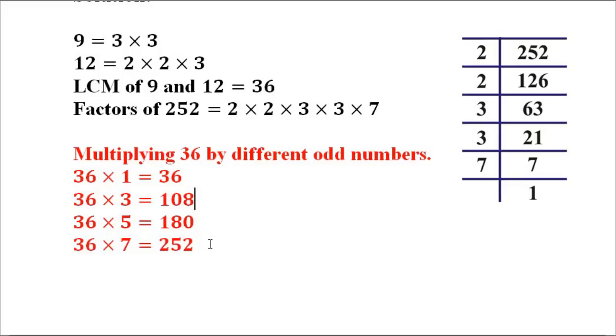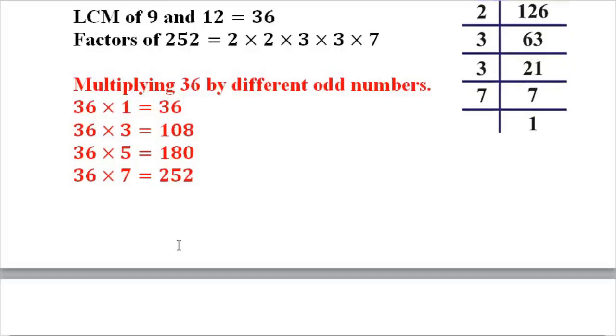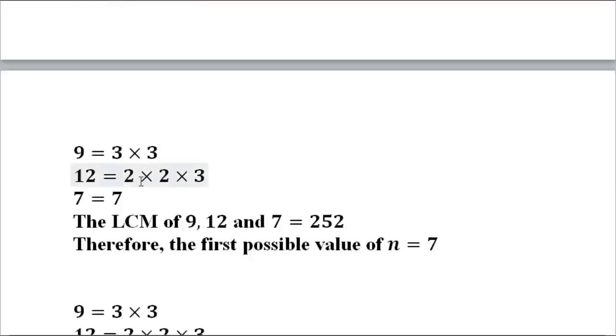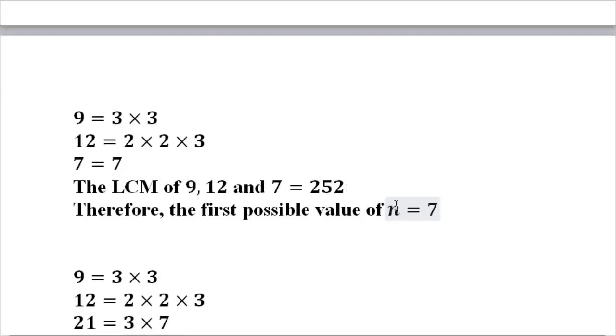Now, if I multiply 36 by 7, which is the next odd number after 5, we get 252. Here is the factorization of 9, 12 and 7. This means our assumption is correct because the LCM of 9, 12 and 7 is 252. Therefore, we can say that the first possible value of n is 7.